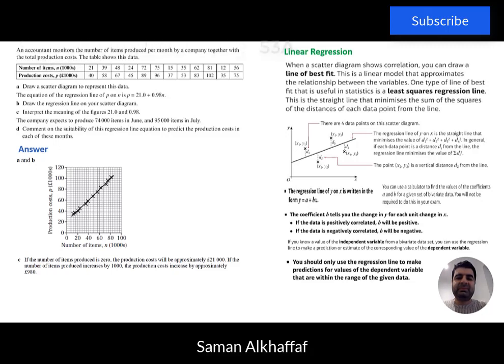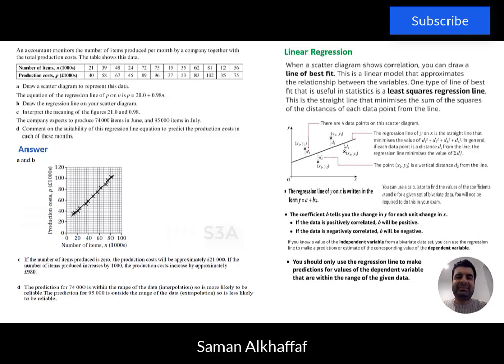For part D, we need to comment on the suitability of this regression line equation to predict the production costs in each of these months. So our explanation in this scenario: the prediction for 74,000 is within the range of data, based on interpolation, so is more likely to be reliable.